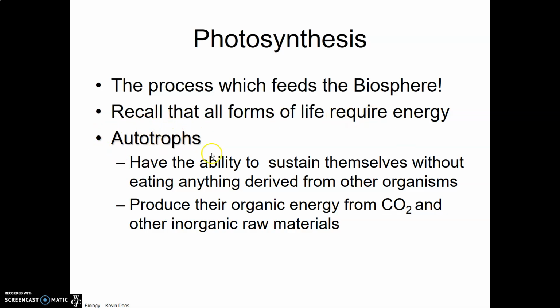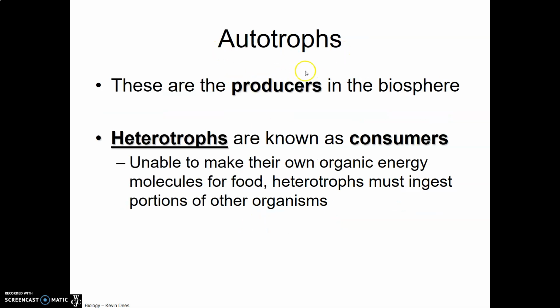Now, recall that the autotrophs are the organisms in our environments that have the ability to sustain themselves without eating other molecules derived from other organisms. These autotrophs are photosynthetic, and they are able to produce their own organic energy fuels from carbon dioxide and other inorganic raw materials. For this reason, these autotrophs are known as producers in our biosphere and in our ecosystems. Organisms like ourselves are called heterotrophs. And remember, these fill the consumer roles in our ecosystems. Heterotrophs are not able to make their own organic energy molecules for food. So therefore, a heterotroph has to ingest portions of other organisms to have these energy molecules that they can break down and create ATPs from.